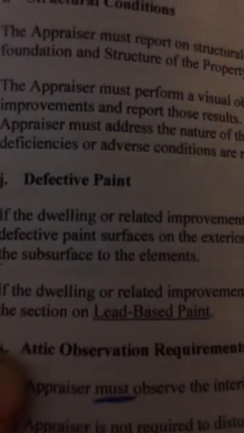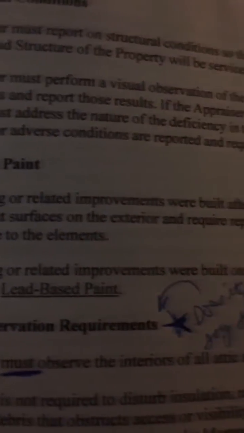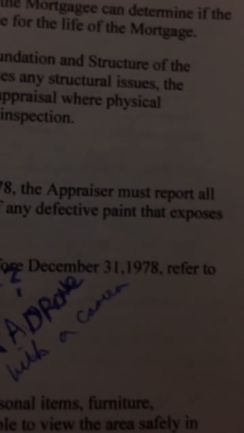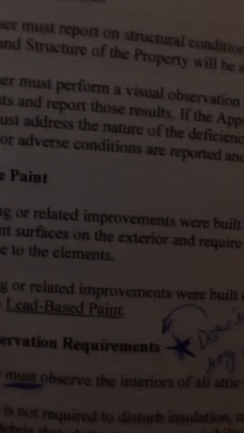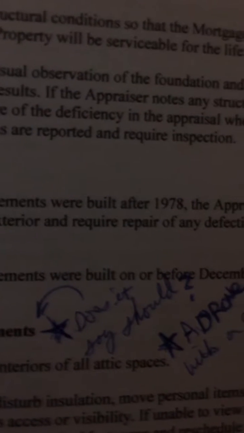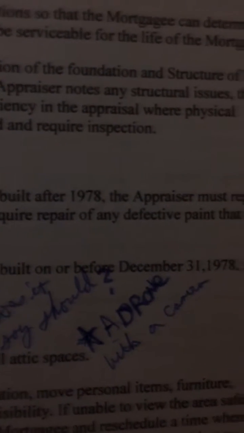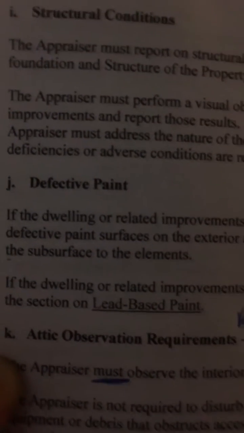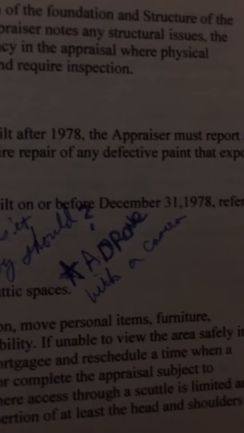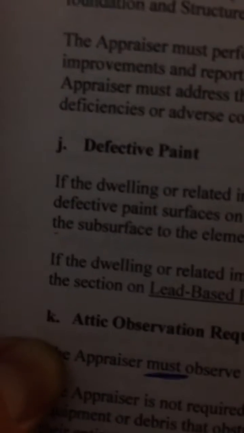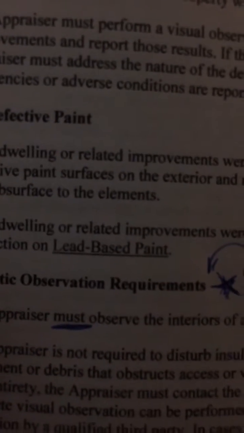Defective paint. If the dwelling or related improvements were built after 1978, the appraiser must report all defective paint surfaces on the exterior and require repair of any defective paint that exposes the subsurface to the elements. If the dwelling or related improvements were built on or before December 31st, 1978, refer to the section on lead-based paint.